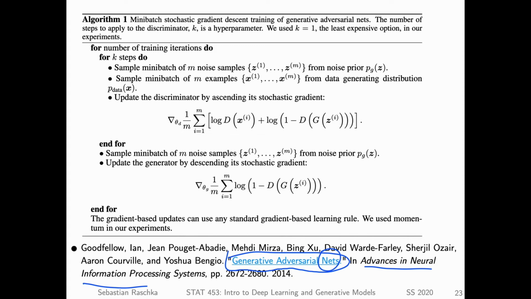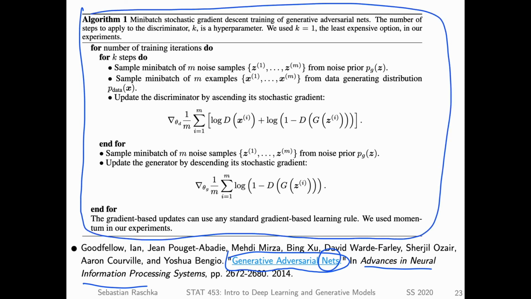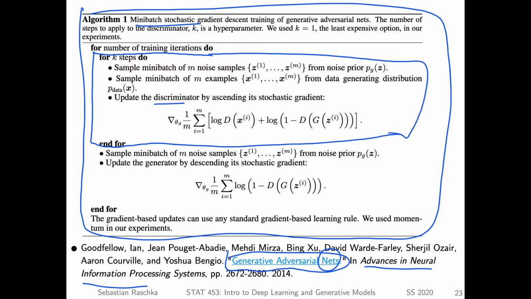So here, this is the general algorithm for GAN training. What we have here is mini-batch stochastic gradient descent, and there's a loop over the training iterations, so how many updates it runs. Then there's a block for updating the discriminator, and a second block for updating the generator. So let's take a look at what's going on here.